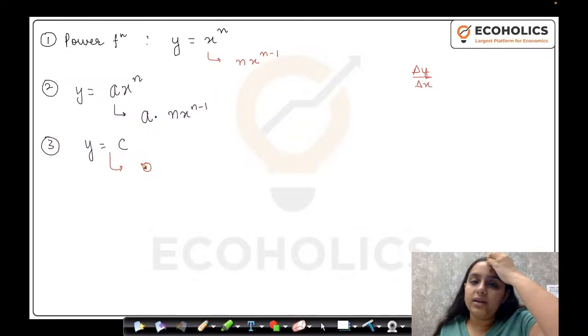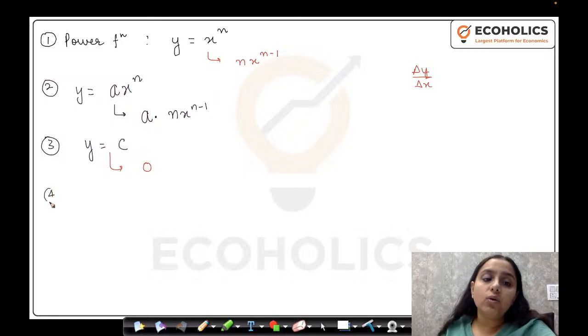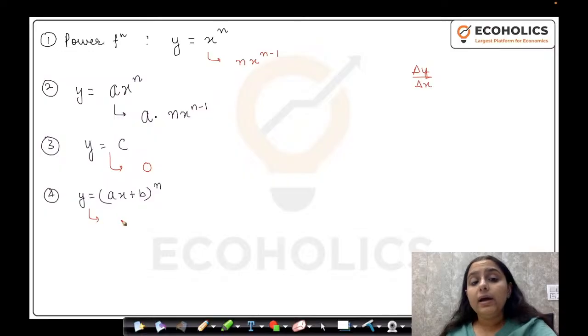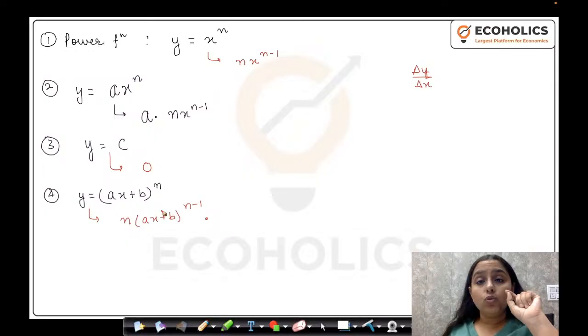So change in y is 0. Change in y is 0. So if I combine all these effects and my function is (ax + b) raised to the power n, then what will be the derivative? Derivative will be n comes in front, (ax + b) to the power n minus 1, the power function rule. Now what we do is first we do the derivative of the entire function, then we do the derivative of each term inside that. Okay? So n into (ax + b)^(n-1).